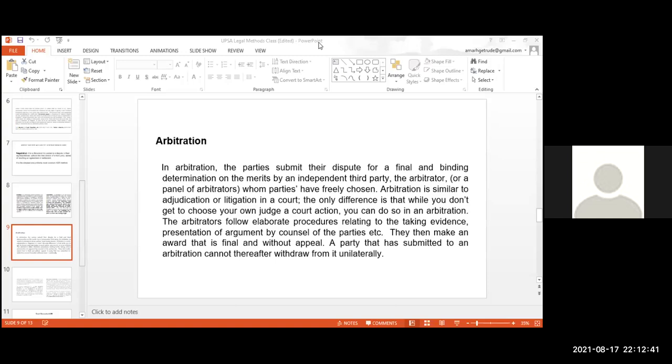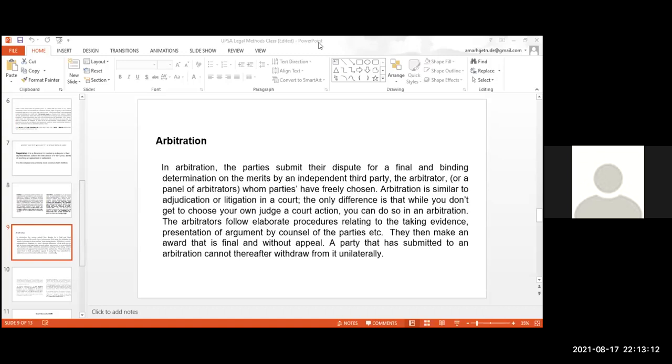And I remember I was just making the point that, you see, arbitration is somewhat similar to litigation in court. But the difference here is that, of course, in court, you don't choose your own judge. You don't get to choose the judge who would preside over your dispute. But with arbitration, the parties have the opportunity. In fact, one of the cardinal principles underpinning arbitration is what we call party autonomy. Party autonomy means that the parties must consent to submit their dispute to arbitration.